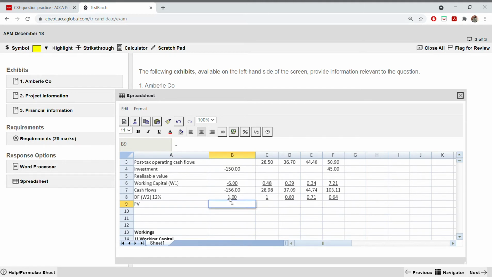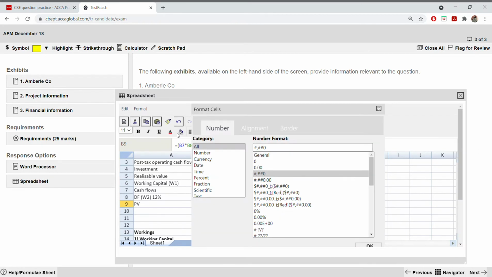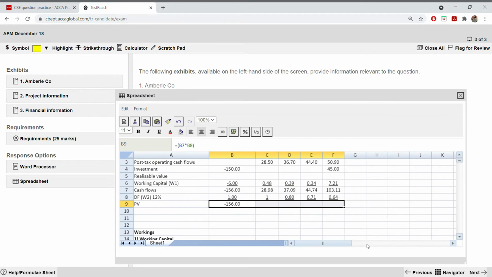So here what we are going to do is just multiply by this. You say it's 1 minus 56, okay? It's in 2 decimal places, we have to form it. Okay, minus 156. Okay, 65.